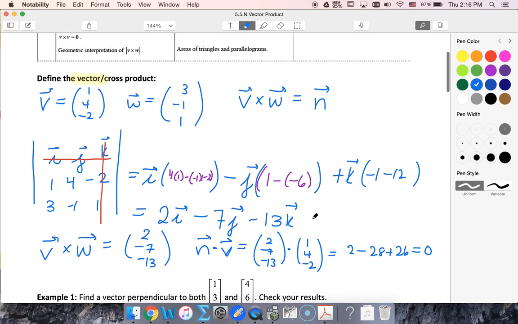And I can test n dot w. So 2 times 3 is going to be 6. -7 times -1 is +7. -13 times 1 is -13, also equals 0. So n is perpendicular to v, and n is perpendicular to w. If you look in your formula booklet, it's going to give you a mathematical formula for calculating this, and I'll look at that in the next video.